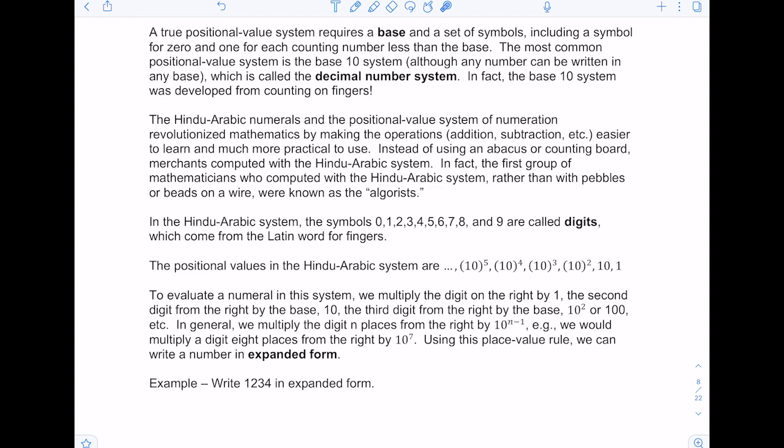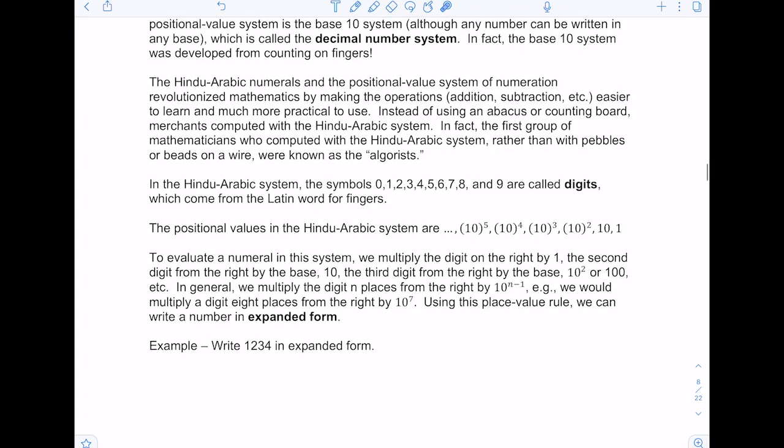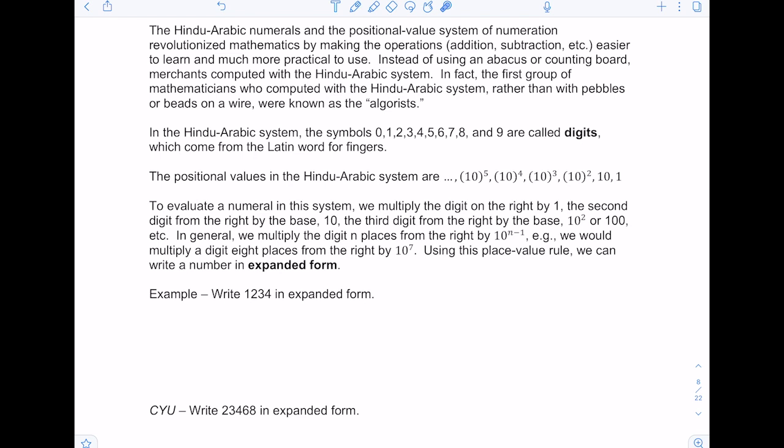What we're going to do is practice writing numerals in expanded form using this place value rule. As you can see here, we multiply the digit n places from the right by 10 to the n minus 1. And n is just the number of places that the numeral takes up. So for example, in the number 1,234, if I wanted to write that in expanded form, there are 4 places here, so I know n would equal 4.